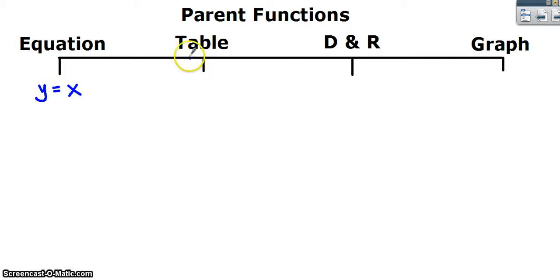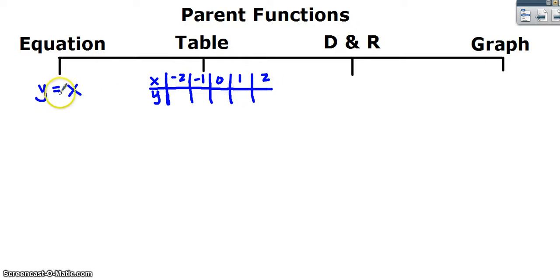Okay, the table that you're going to produce for this, so you've got an x and a y. Alright, and we'll just pick some x's that are common. You want to pick a couple negatives, a couple positives, and then just plug those into the equation over here and get all your y values. So for this one, the y values are the same as the x values because x equals y. Alright, domain and range for this.